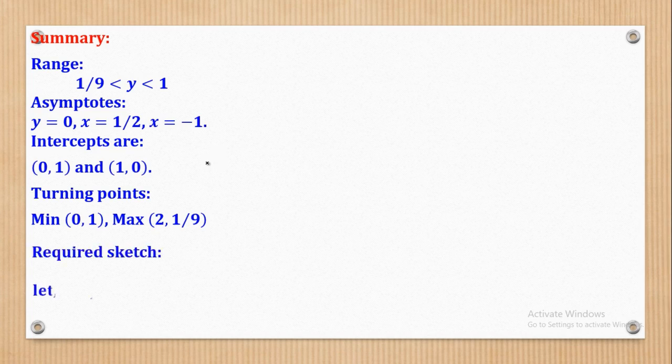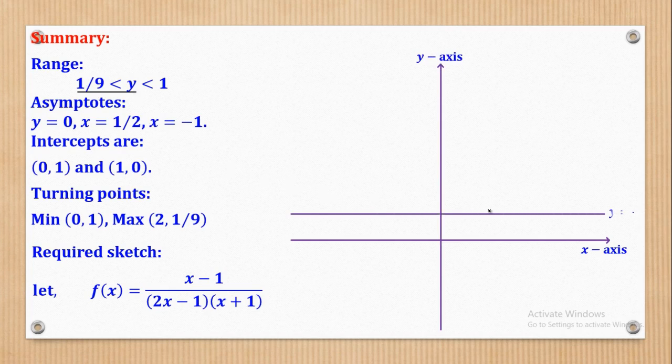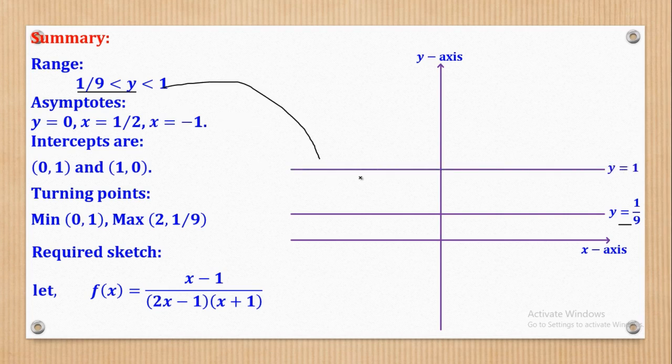So the required sketch, let f(x) be equal to that, therefore come and draw the axis. Then show this range where it doesn't lie by those lines. So this is y equal to 1 over 9 and this is y equal to 1. So the curve does not lie in this region. It can lie above and also below, but not in this region.